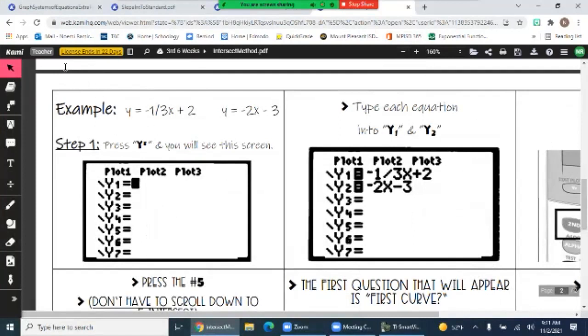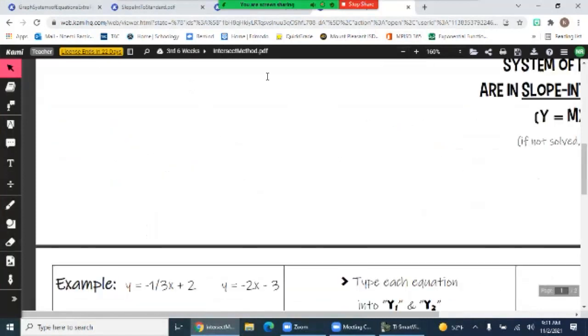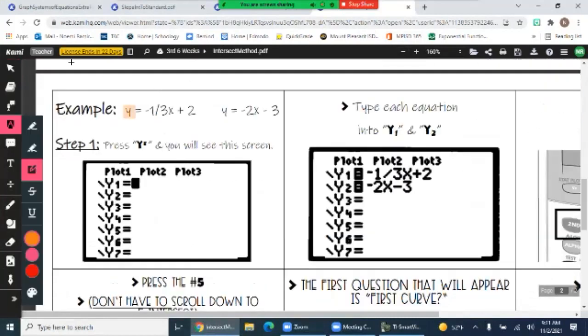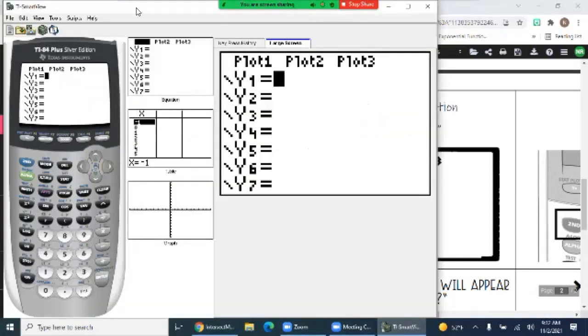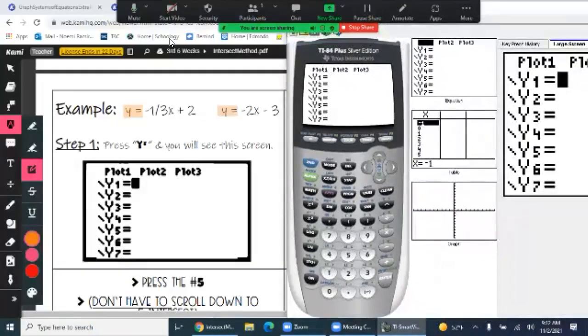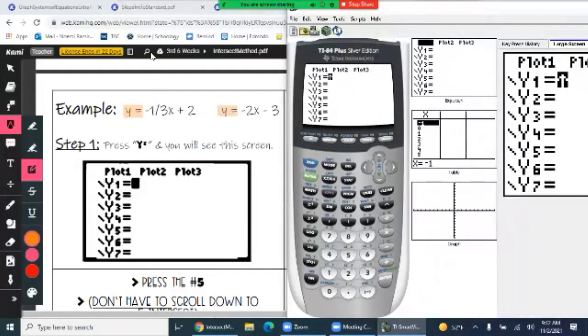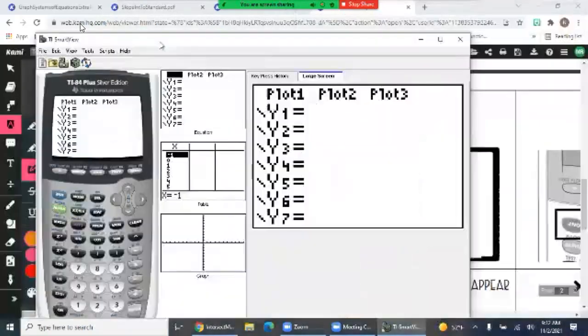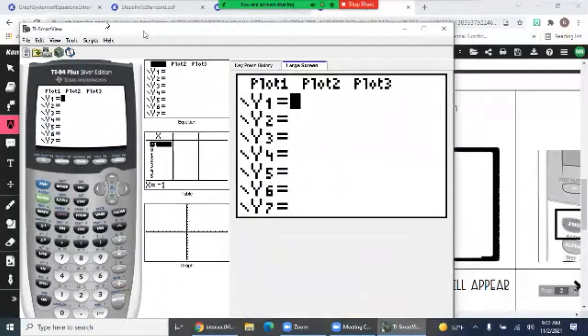So here we go. First thing you want to do, remember, according to the front, if it's not solved for y, make sure it is solved for y. So both of these equations right here are solved for y. So what you want to do is you're going to press y equals. I'm going to pull up my calculator over here. If I go second quit, there's my y equals button right there. And you want to put both of these equations in there.